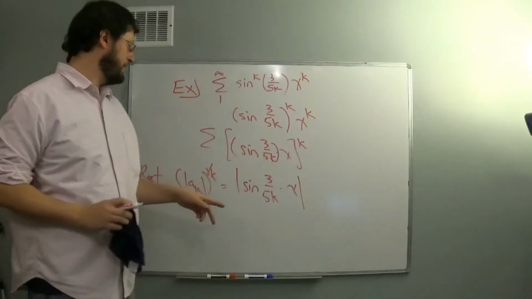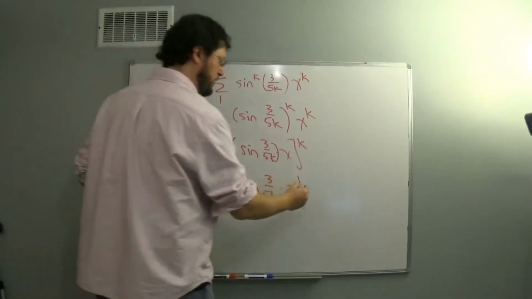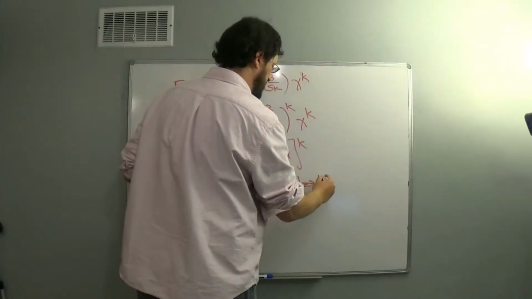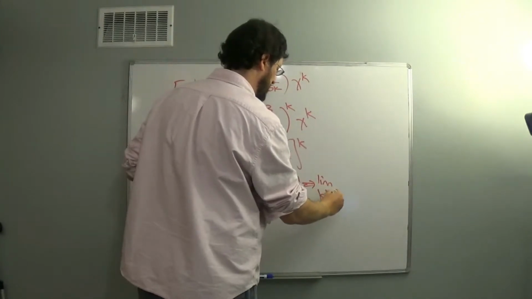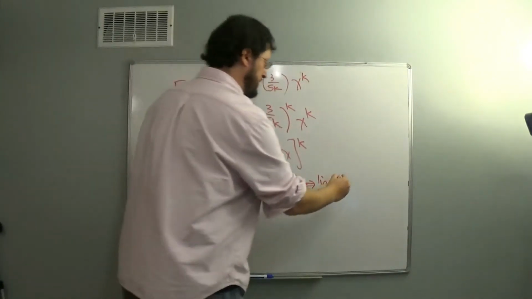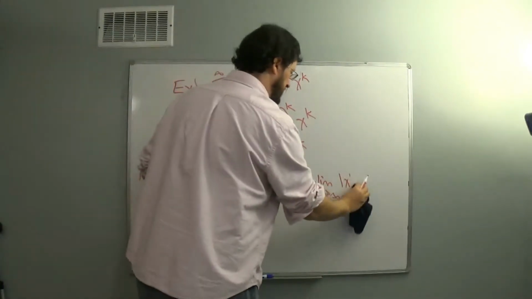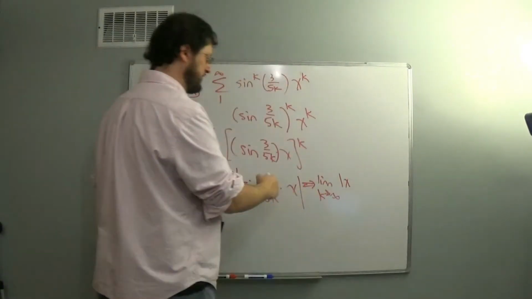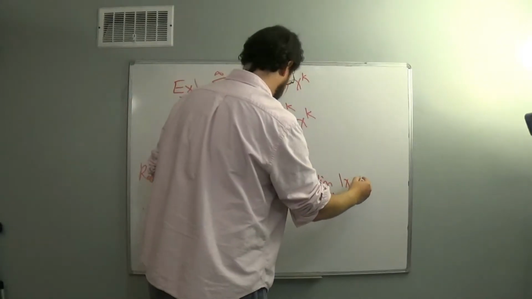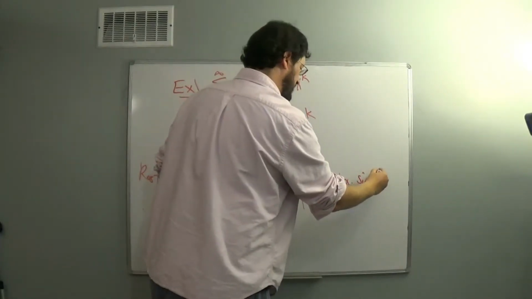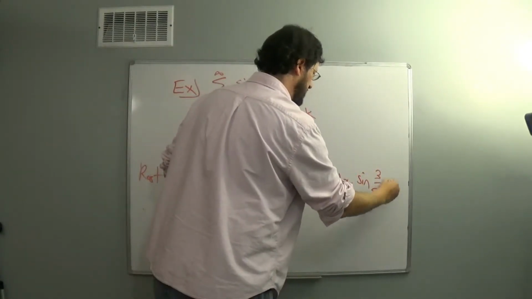What happens as k goes to infinity? That's what we're looking at. So we're looking at the limit as k goes to infinity. I'm going to think about that as absolute value of x. Well, and we need the absolute value for all parts here because sine may be positive or negative as well. So sine 3 over 5k.